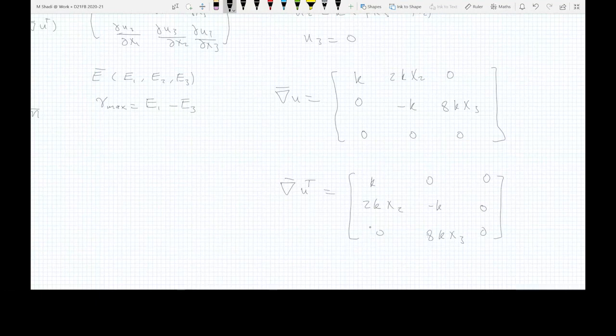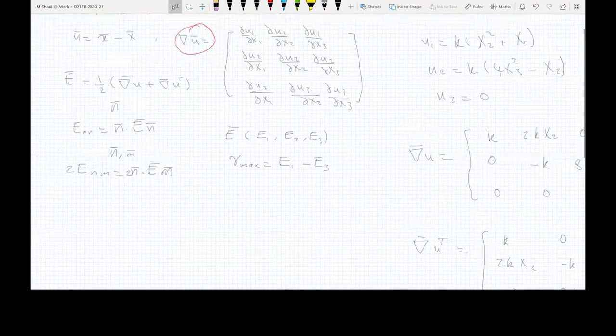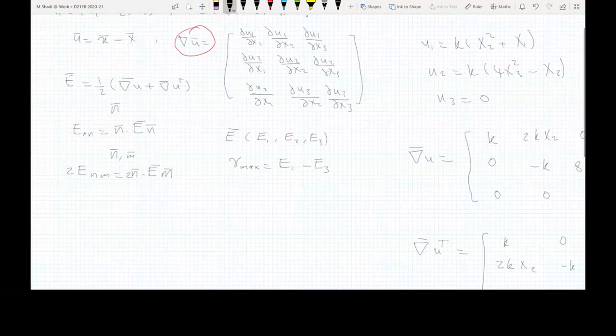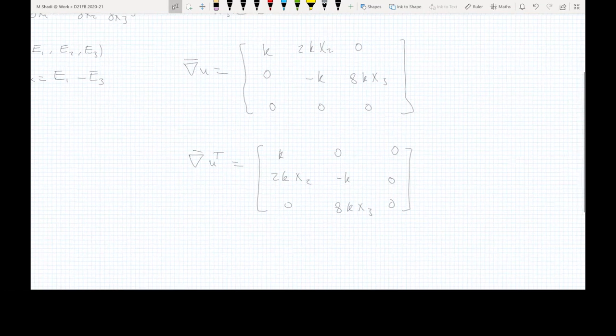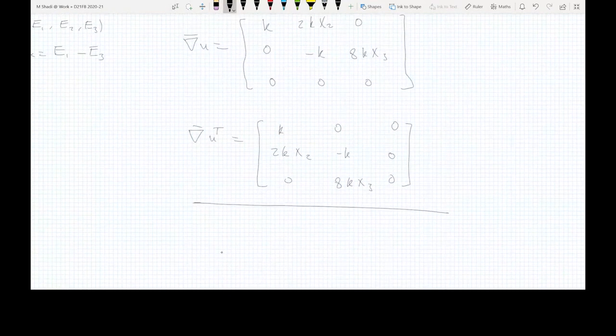Now the strain tensor is basically the displacement gradient added to the transpose of the displacement gradient, divided by 2. So I'm just going to add these two tensors together and divide the results by 2. I'll probably just try to fit the strain tensor here.